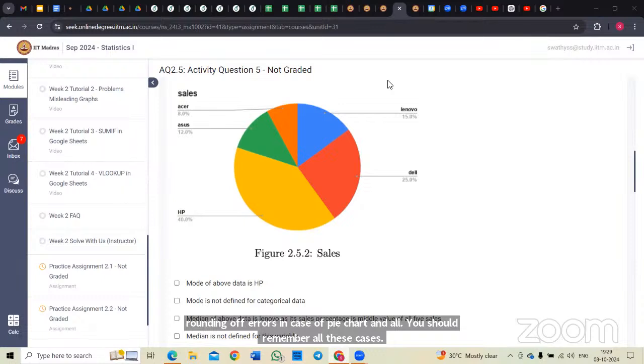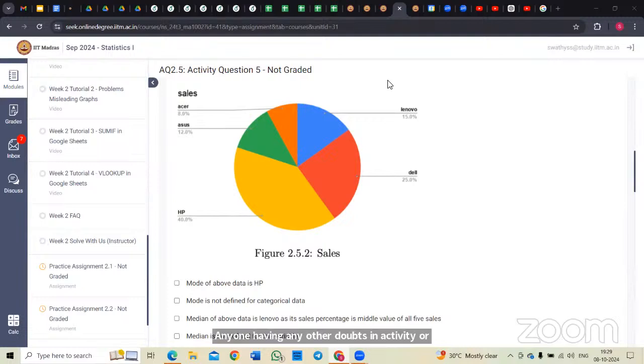Any other doubt? Anyone having any other doubt in the activity or practice assignment, or in the concept or anything?